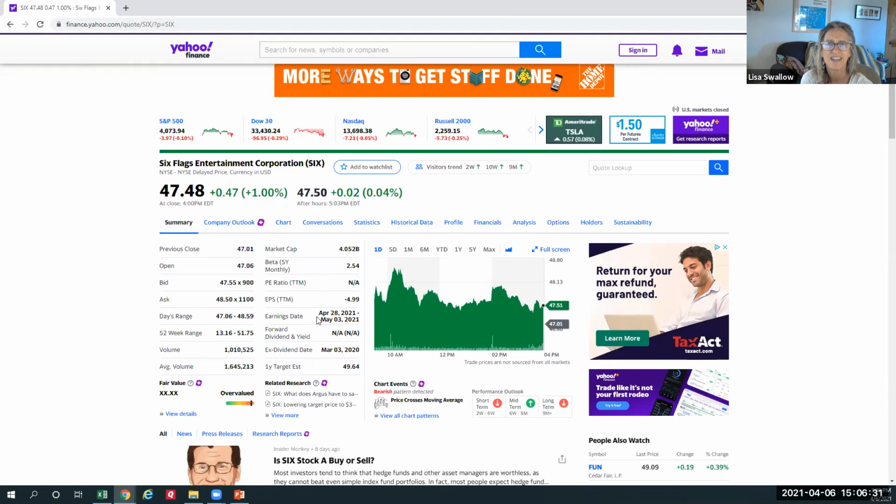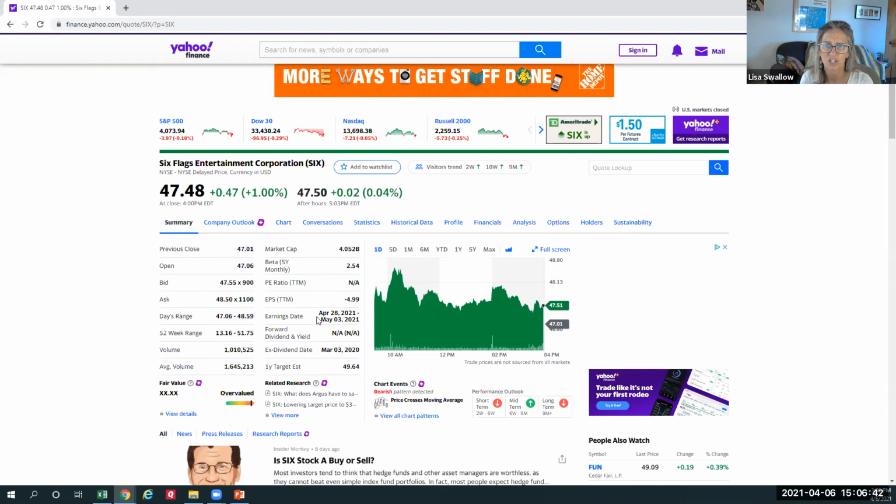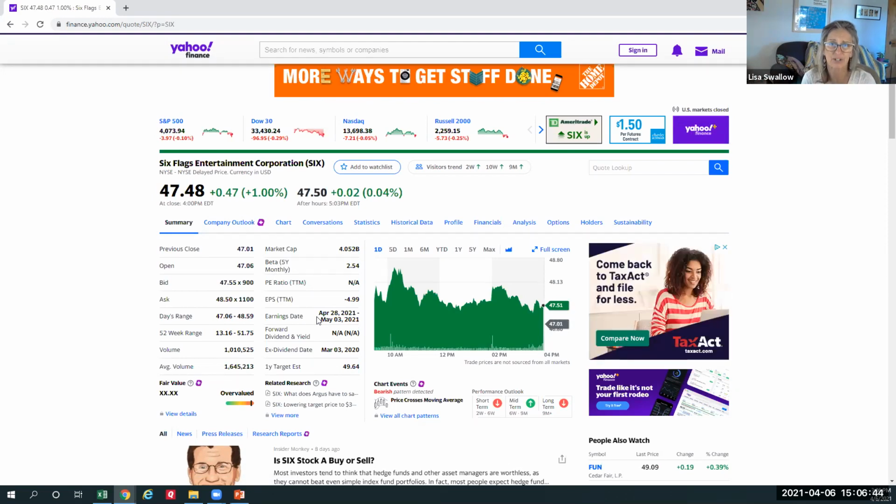How could you have a negative earnings per share? They didn't make any profit. They had a quarterly loss. They had a net loss last year, which kind of makes sense considering we were in a pandemic. How many people were standing in roller coaster lines cheek to jowl in 2020, right? So you can't have a PE ratio if you've had a loss.